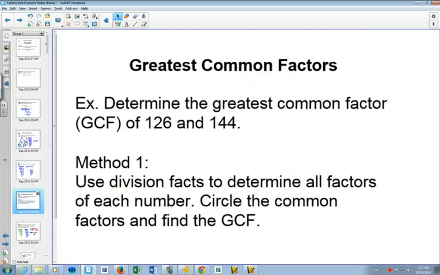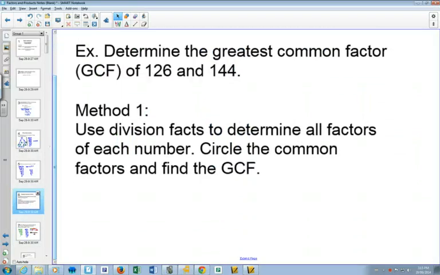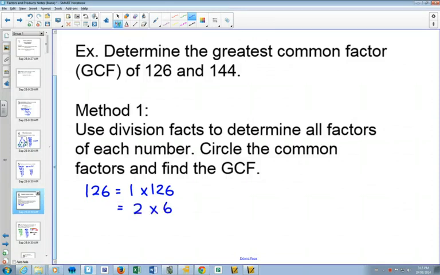The old method, what you would have done is just use your division facts, and we'll start with 126. That's equal to 1 times 126. Does it divide by 2? Yes. It's 2 times 63. Does it divide by 3? It's 3 times 42.